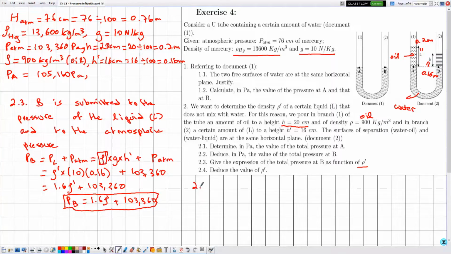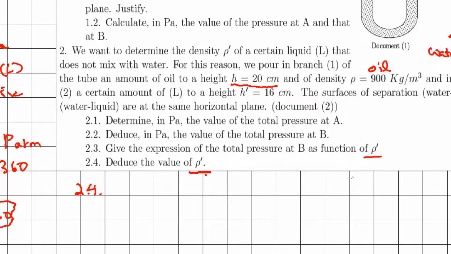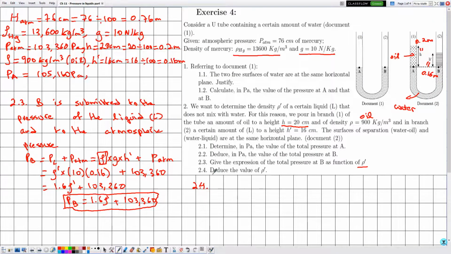Now in 2.4, deduce the value of rho prime, and by deduce it means that we need to use the previous part.